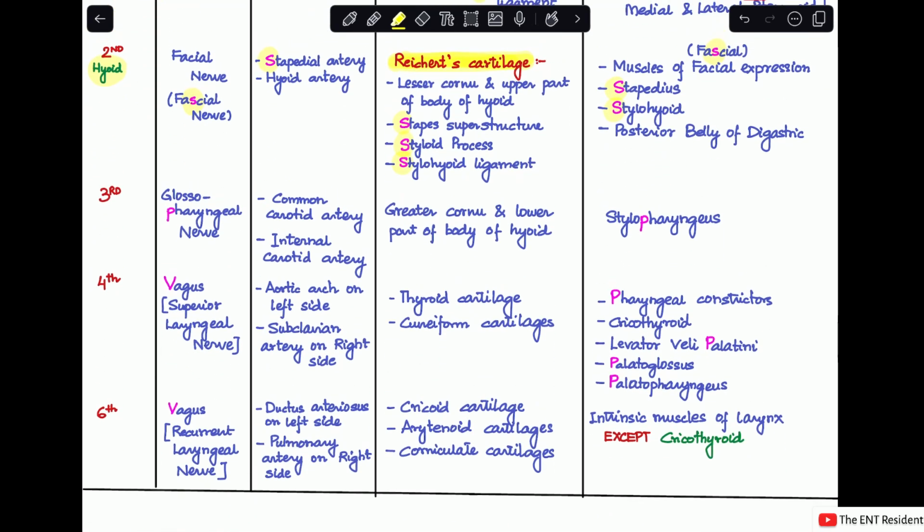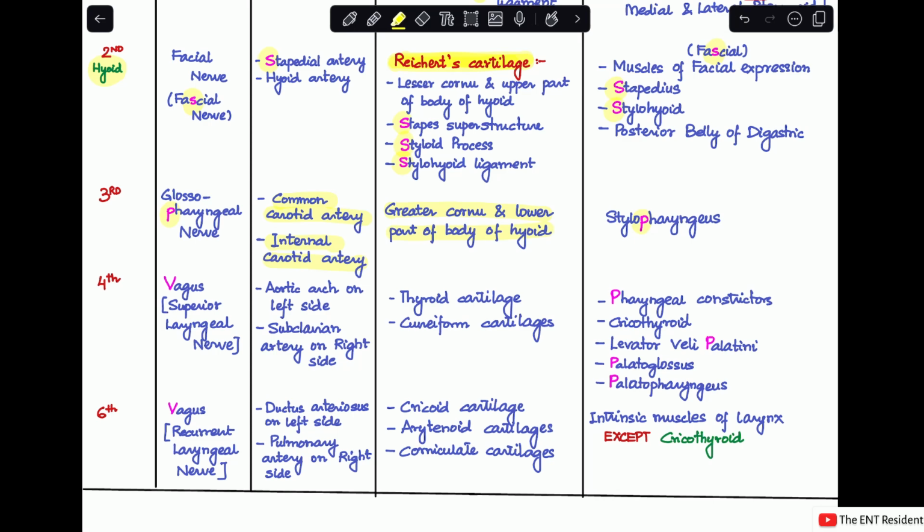Next, we come to the third pharyngeal arch. The nerve of the third pharyngeal arch is the glossopharyngeal nerve. And the arteries are the common carotid artery and the internal carotid artery. The cartilage forms the greater cornu and the lower part of the body of the hyoid bone. And the only muscle that is formed from the third arch is the stylopharyngeus muscle. You have seen that I have highlighted the letter P over here: the glossopharyngeal nerve, where there is a P, and the stylopharyngeus muscle.